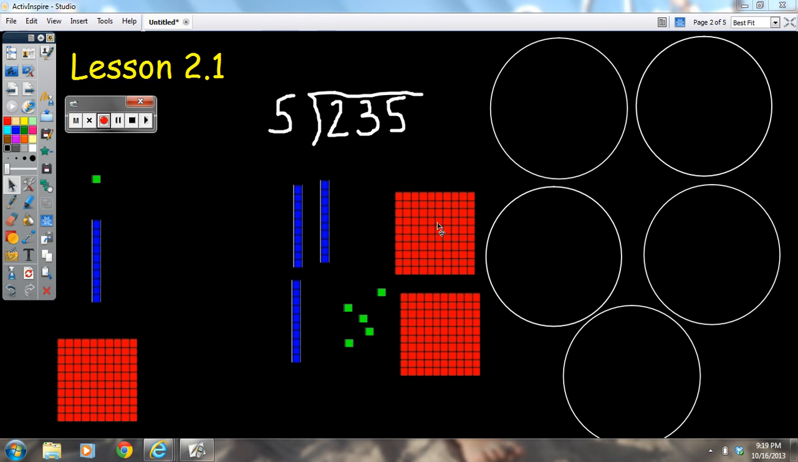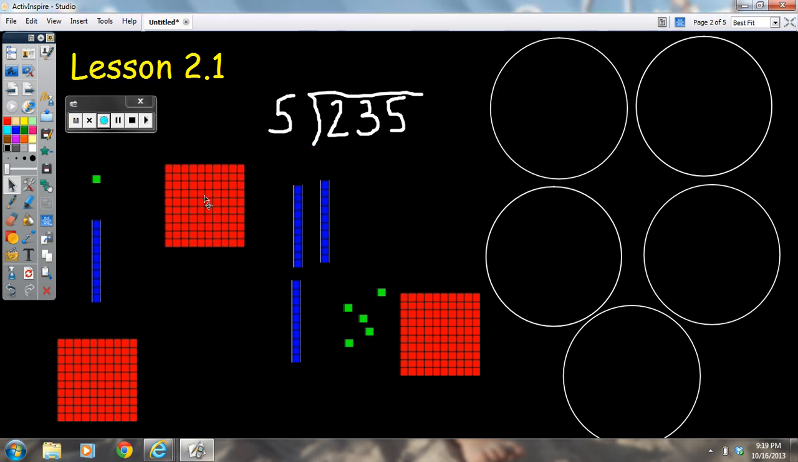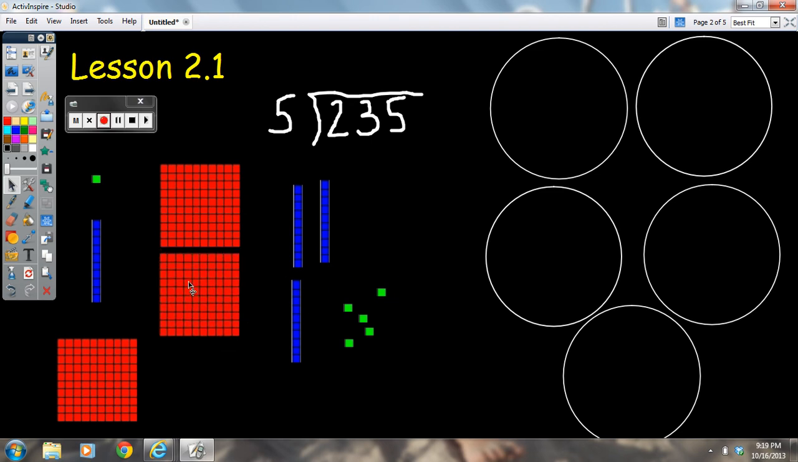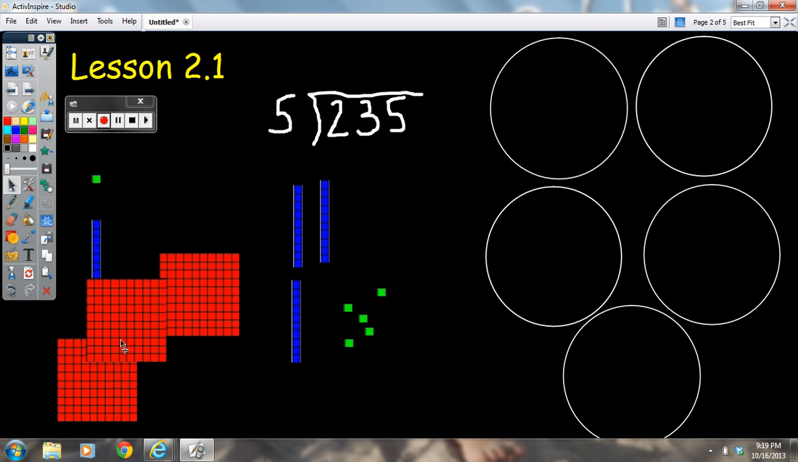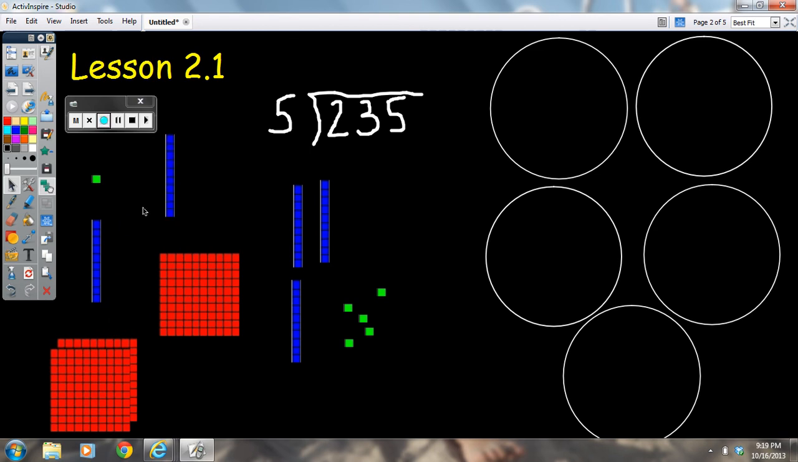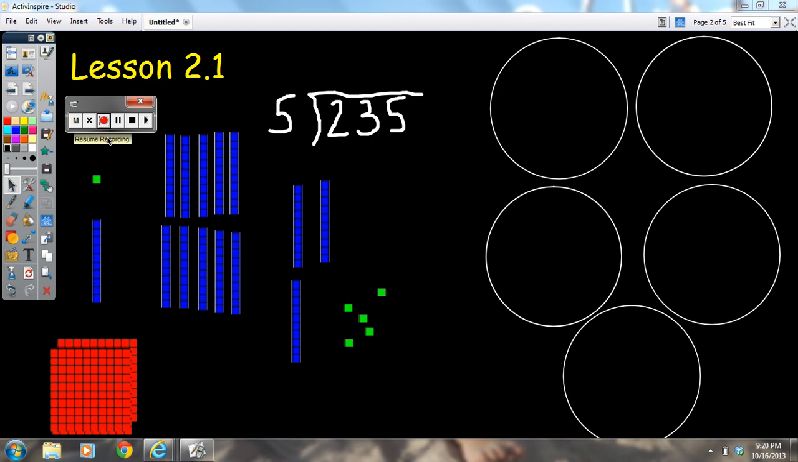So now, since we can't take these 2 hundreds blocks and evenly distribute them into the 5 groups, we need to regroup the hundreds. We need to take each one of these hundreds and replace it with 10 tens. So I'm going to take this hundreds away and replace it with 10 tens, and then I'm going to take this hundreds block away and also replace it with 10 tens. So now I took my 2 hundreds blocks and replaced them with 10 tens.